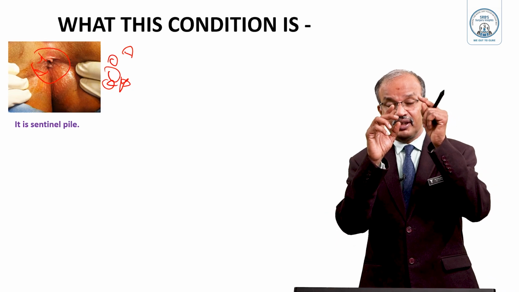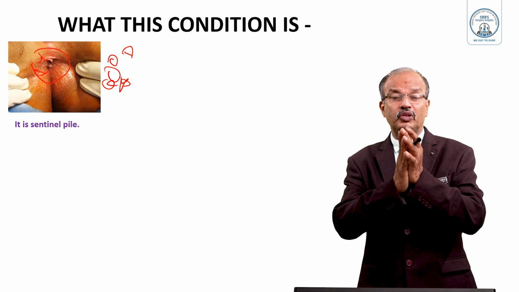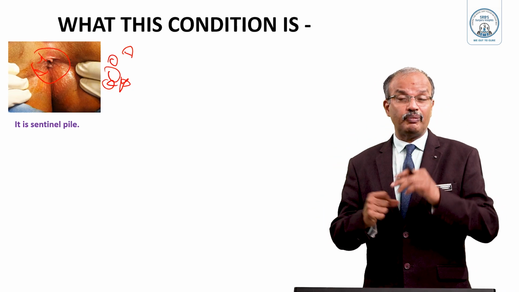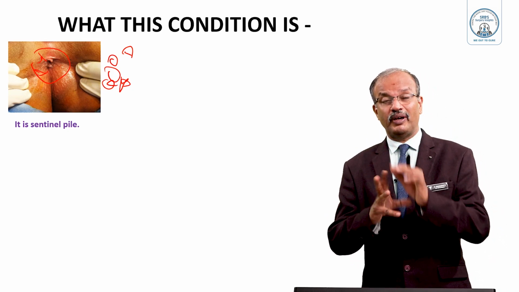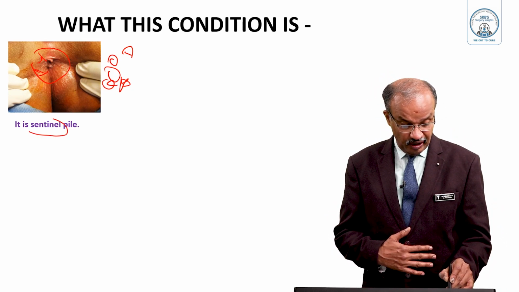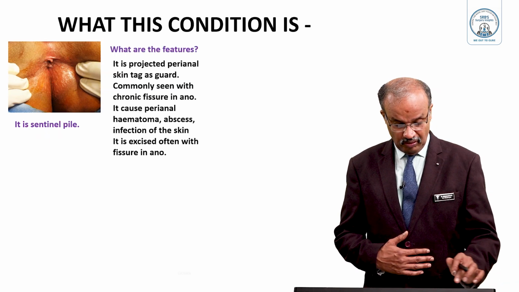Fissure in ano has a longitudinal ulcer, proximally a hypertrophic papilla is there, distally a sentinel pile is there, in a chronic fissure in ano, not acute. Or it may be just a sentinel external pile. So this is sentinel, meaning guard. Word meaning is guard. What are the features?